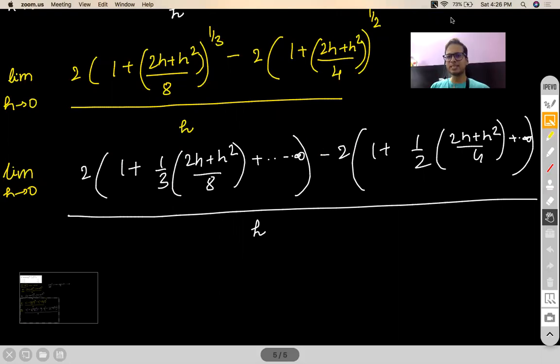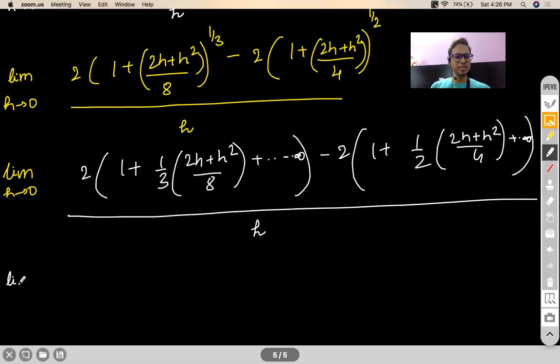Any question, anybody? Okay. If you open the brackets, you would realize that the 2 will get cancelled off. The 2 from here and the 2 from here will get cancelled off, and you'll end up getting 2h plus h square by 12. Just check this out. 2 into 1 by 3 and 8 down will give you 2 by 12.